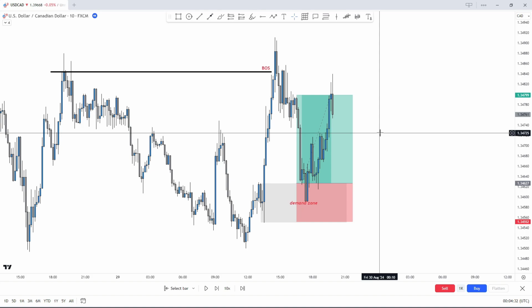But before we get into that, let's actually go on to an example of a supply zone entry and what it should look like and how to analyze it and everything to do with that, like we just did with this demand zone. So I'll see you guys in just a sec.